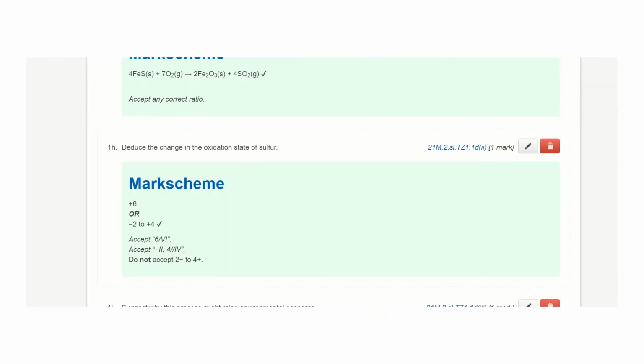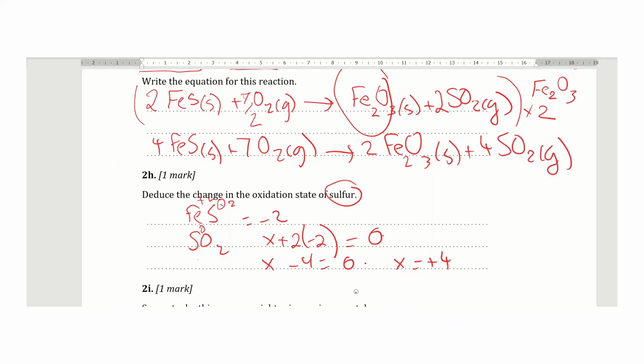So if I go here, you have different ways of saying what is the change. You can say that the change is +6 because you go from -2, -1, 0, +1, +2, +3, +4, which gives you the +6 change. Or you can just say that it's gone from -2 to +4. You can accept -2, +4, but you cannot write 2 minus, 4 plus. It's really important to put the sign and then the number, because when we write it as 2 minus or 2 plus, we're looking at complexes. So always put the sign and then the number.